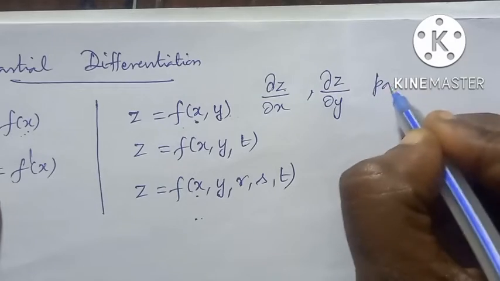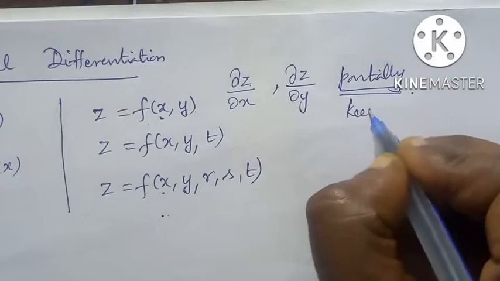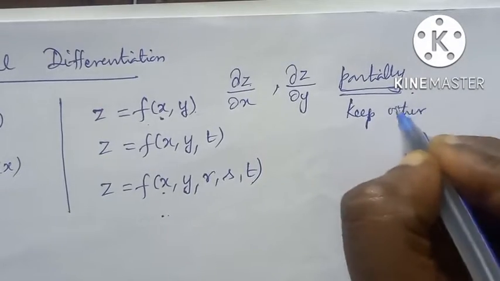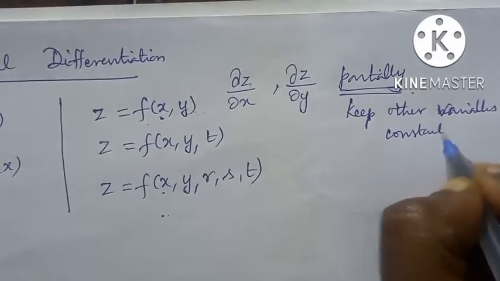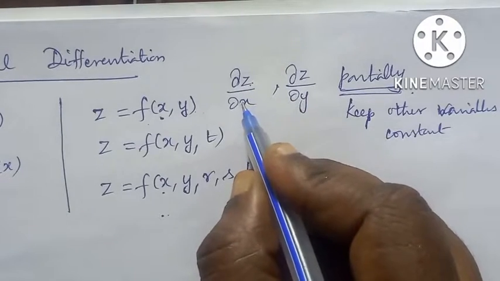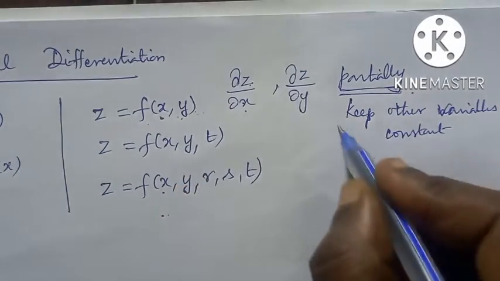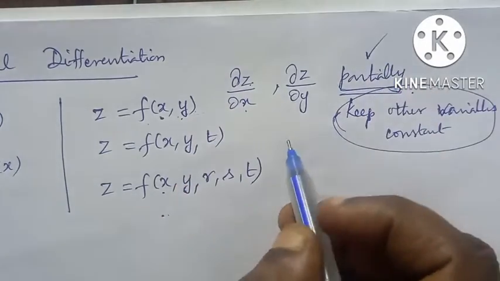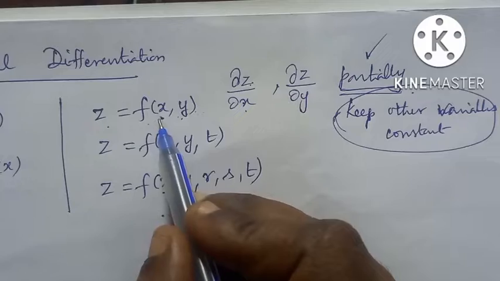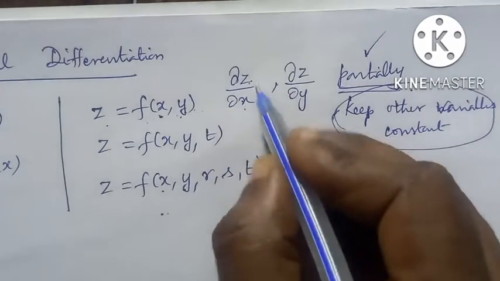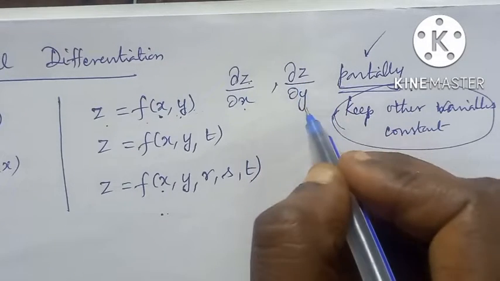What is the meaning of the word partially? See, partially means keep other variables constant. That is, differentiate z with respect to x, keeping y constant. Instead of writing keeping y constant, use the word partially. Okay, partially replaces many words. Differentiate z with respect to x partially. Okay, and so we use dou z by dou. See the pronunciation, dou z by dou x, dou z by dou y.